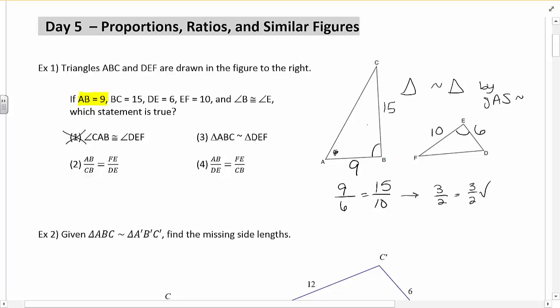Is ABC similar to DEF? Well, we said the whole things are similar. Let's check out our corresponding parts. ABC goes from short side to the known angle to the long side. DEF goes from short side to the known angle to the long side. Yep, there it is. That's it. I don't even care about the other ones.